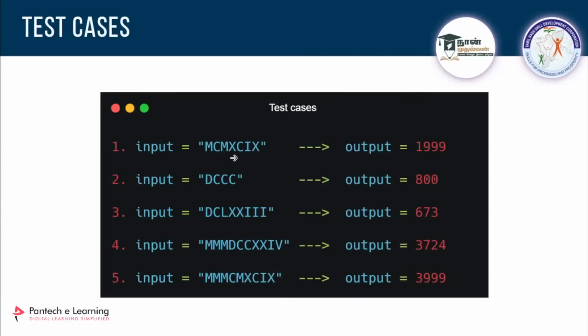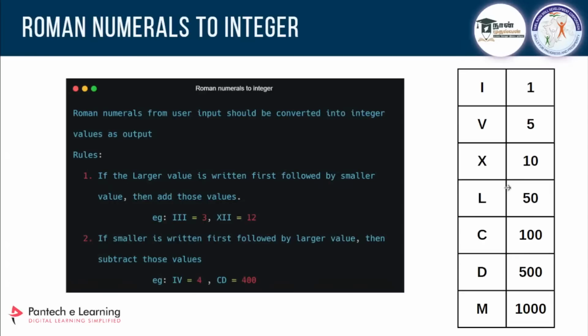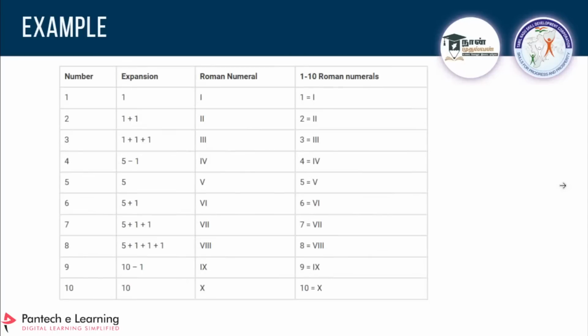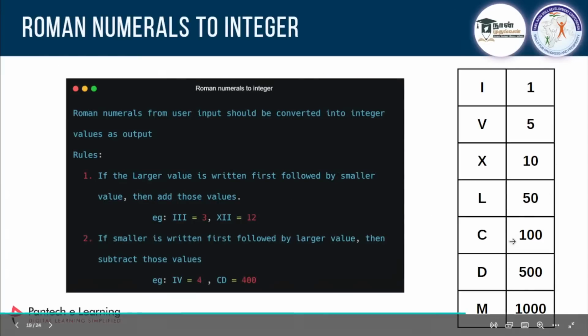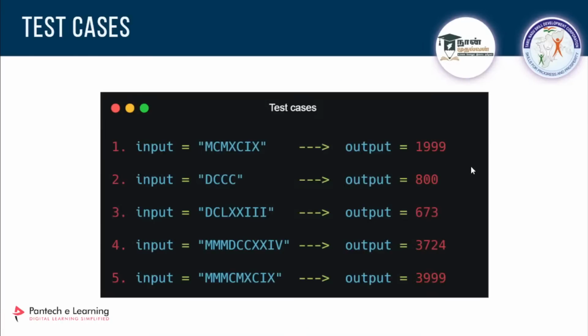So CM is completed, then XC. Regarding X, it is 10, C is 100. So it is the same case. You have to subtract, the total will be now 1990. And when it is 1990, the left one is this IX. IX is nothing but I is 1, X is 10. So when you subtract it, the output will be 9. So the total will be 1999. So this should work properly in your code. So you have to do it.